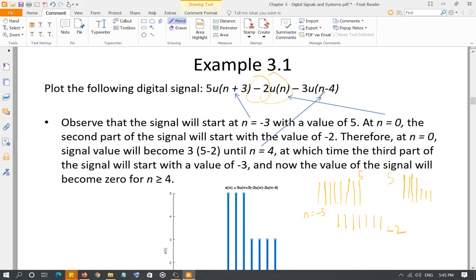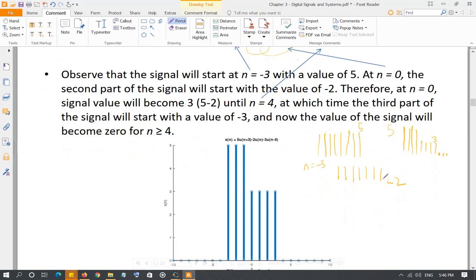5 minus 2. And then at n equal to 4, you subtract 3 from the function as well, because this part of the function is going to start, and the value of this part is negative 3, and that will start at n equal to 4 and keep on going after n equal to 4. So when it reaches 4, you have 3 going on already, and then negative 3 is subtracted from there, so the value of the total function is going to become 0. So if you want to plot this signal, this is how the plot is going to look, and this is the explanation that I just gave you, and the explanation is written as well, of course.